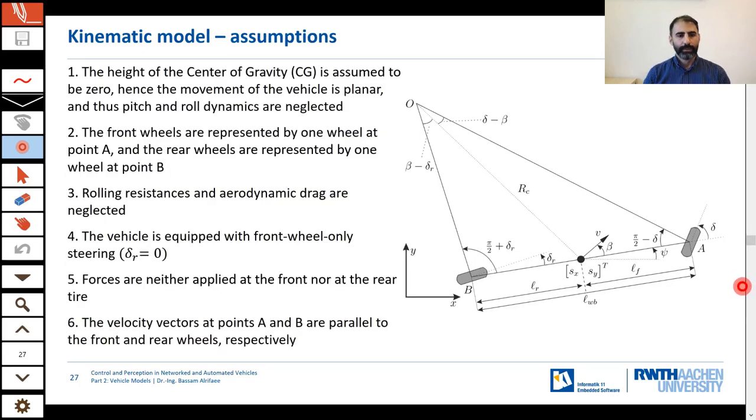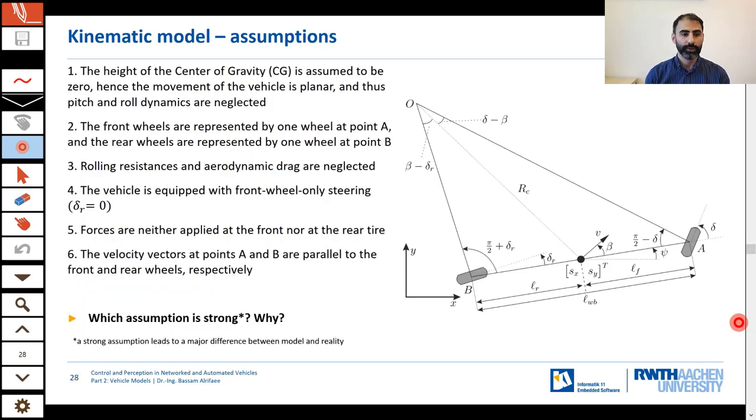Well, the assumptions, you presented it also very well. You stressed also the most important or the most strong assumption. I call it strong assumption. And what is the definition of a strong assumption? In my words, a strong assumption leads to a major difference between model and reality. So the assumption number six, that the velocity vectors at point A and B are parallel to the front and rear wheels, respectively, is the most strong assumption here because we neglect the forces.